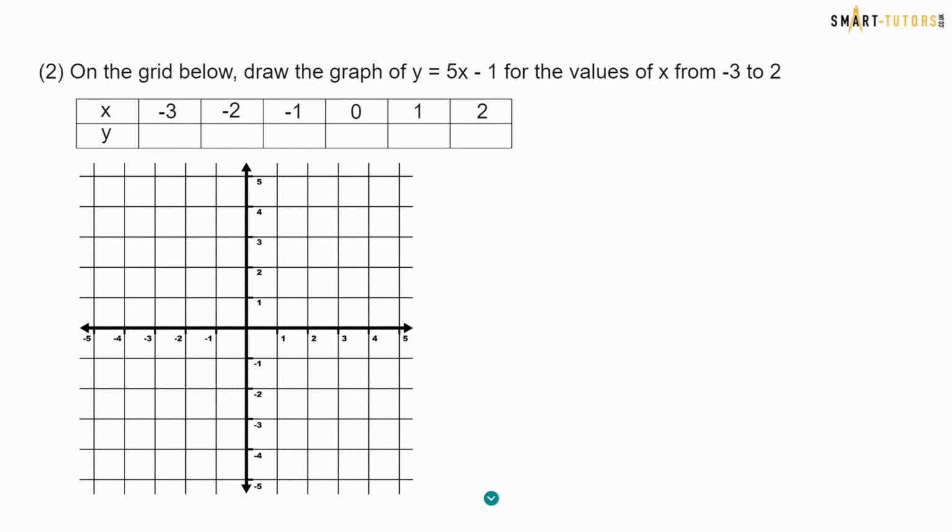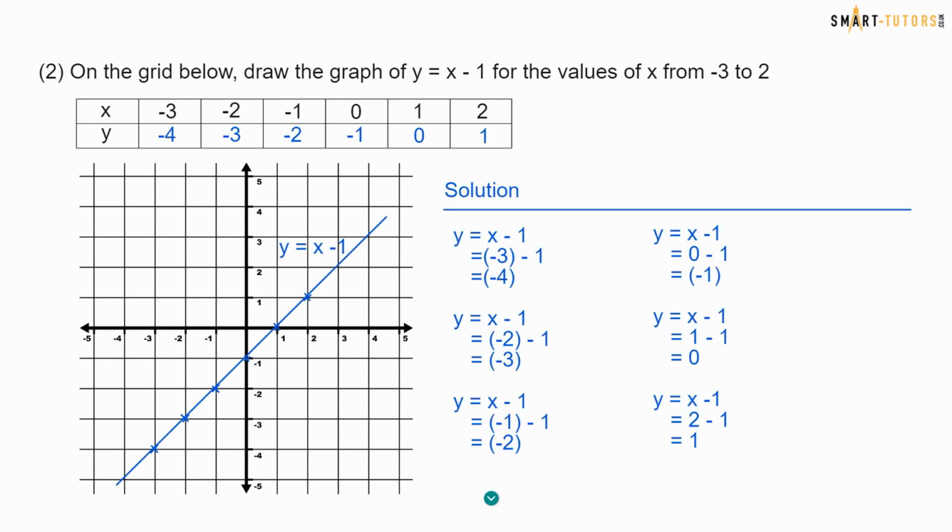Let's go to the solution. The solution is by substitution. So y equals x minus 1 is the equation. So I'm substituting minus 3. So minus 3 minus 1 is minus 4. So the first point is minus 3, minus 4. That is the first coordinate.